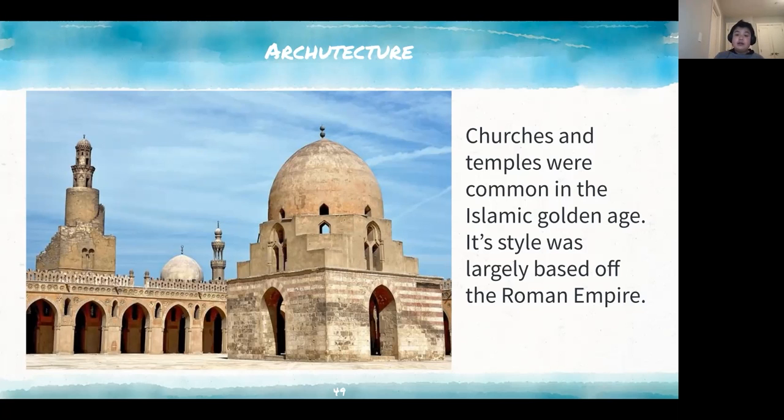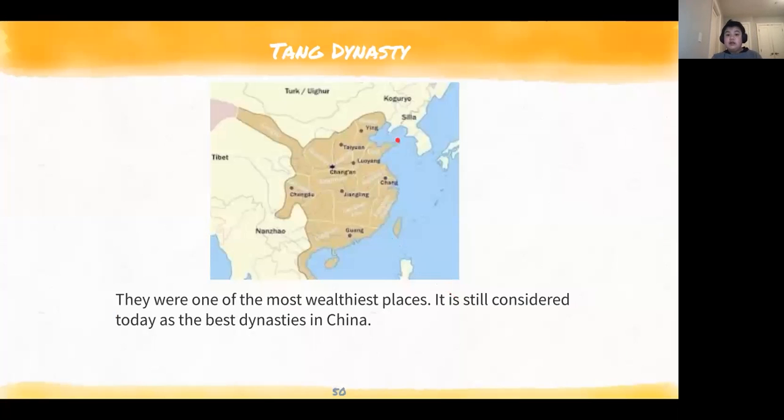Okay, so moving on. The Tang Dynasty, like we said before, is in modern day China. So it is one of the wealthiest places back in the medieval era. And through trade, like silk and tea, they were able to be really rich.